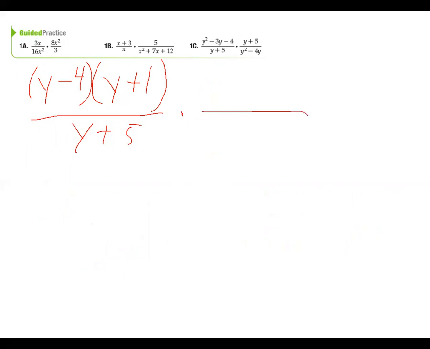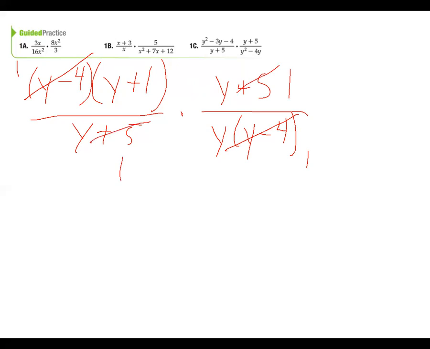The numerator here, you got y plus 5. Now the denominator, y squared minus 4y, has a GCF of y. So we have y times y minus 4. And then you could cross cancel the y minus 4s, and those would give you 1s. And then the y plus 5s, and those would give you 1s. And then that would all cancel out to y plus 1 over y. All right? Pretty cool, huh?